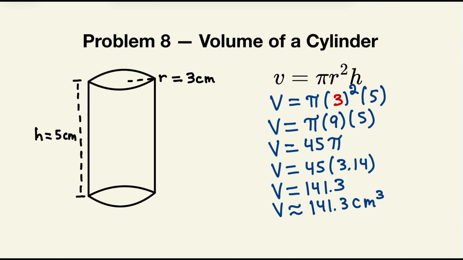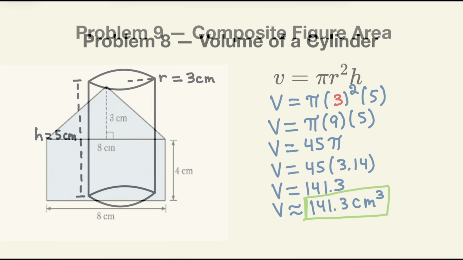And I will also say that a common mistake is forgetting units or writing square centimeters instead of cubic centimeters. So 141.3 cubic centimeters is the final answer. That is the volume of this cylinder. Let's move on to the next problem.